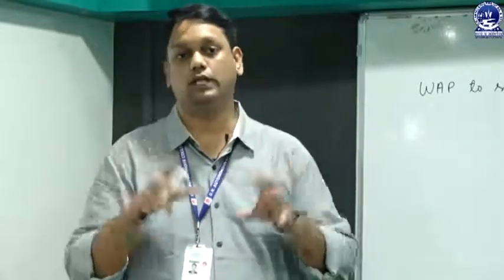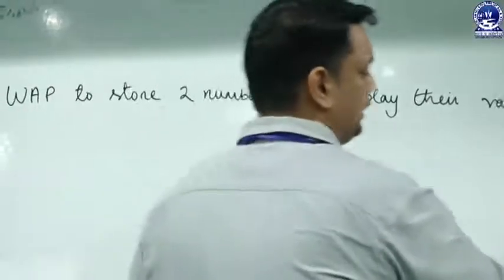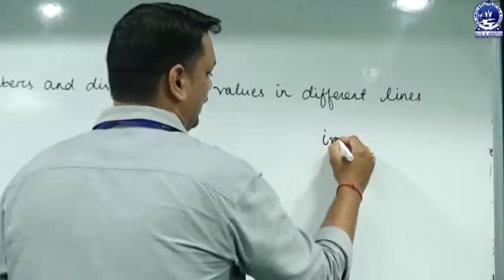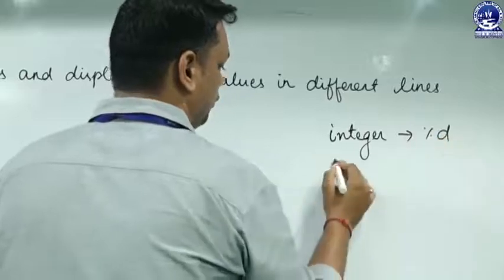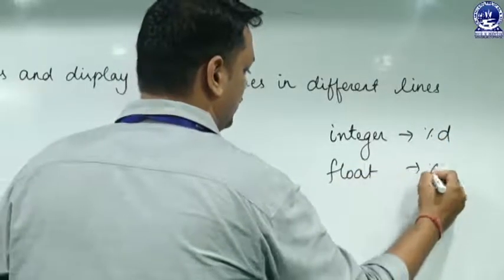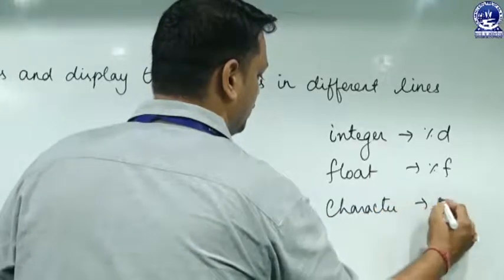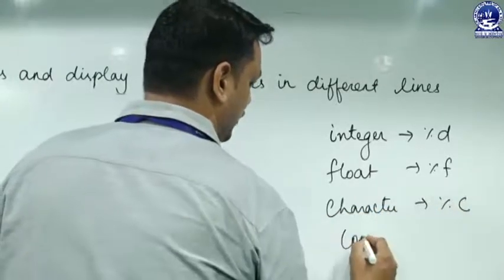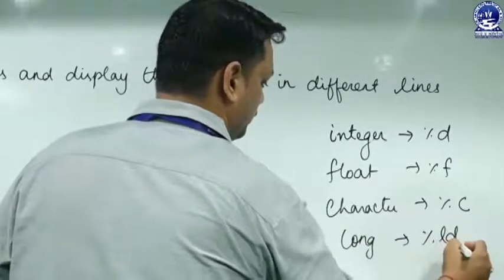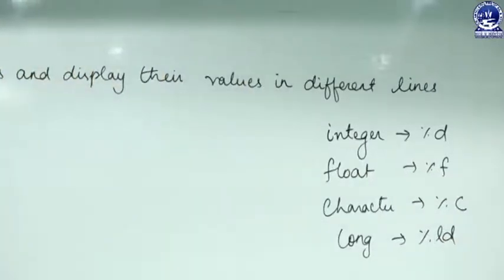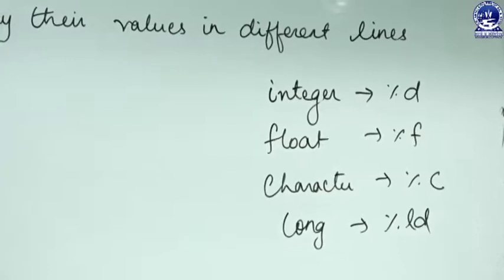Format specifier is totally dependent on the data type of the variable. For now, we can say that for integer type we use the format specifier %d, for float type we use %f, for character type we use %c, for long type we use %ld. So, these are some of the format specifiers which we will be using in the programs.